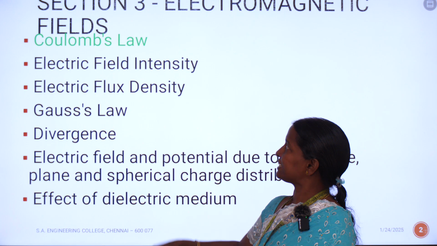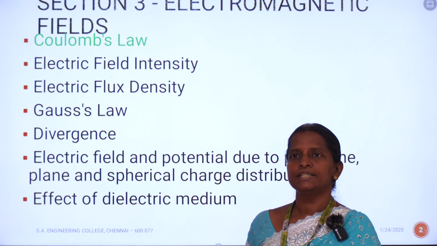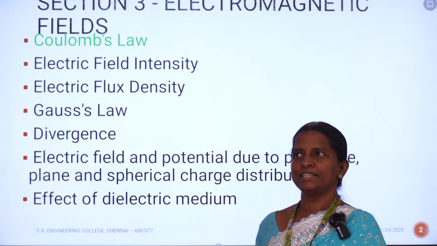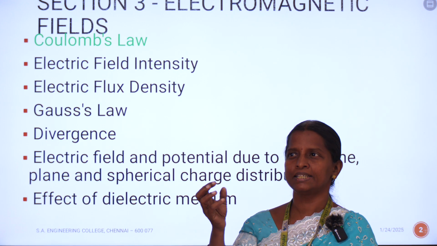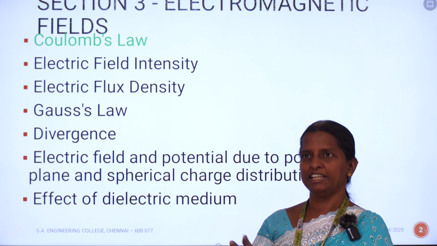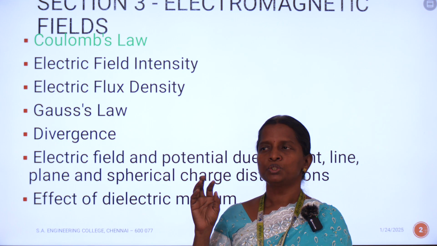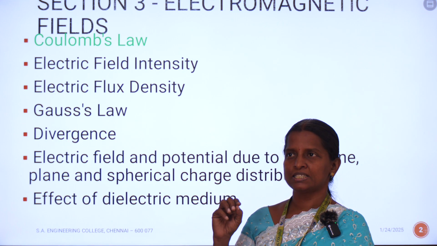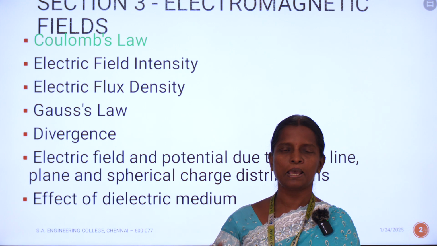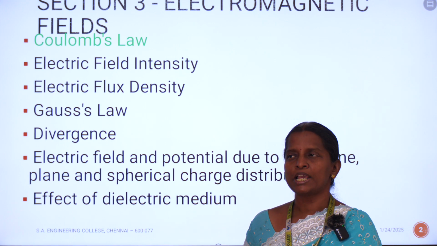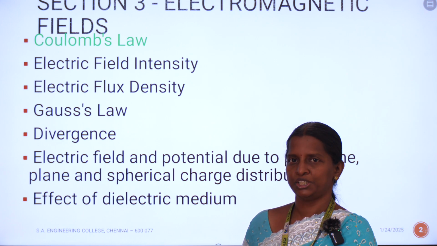The next one is electric field intensity. It is nothing but the intensity. If you have light energy, at each and every point there will be photons, and its intensity will be varying. Similarly, for an electric field or magnetic field, there will be an intensity. If it is an electric field, it is called electric field intensity. If it is a magnetic field, it is called magnetic field intensity. Electric field intensity is E and magnetic field intensity is given by H.